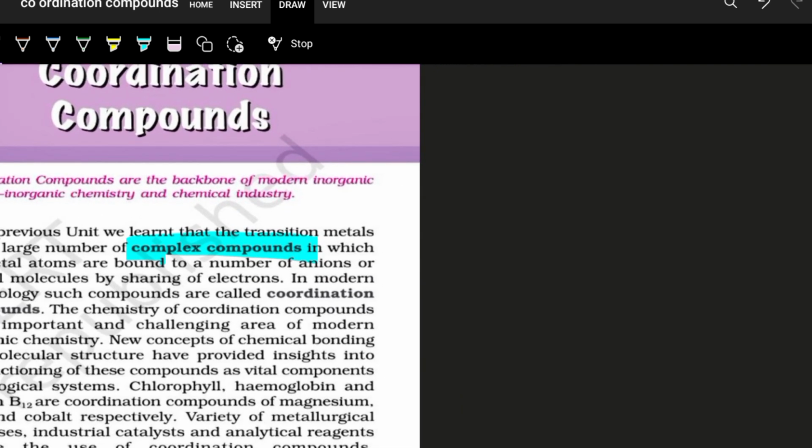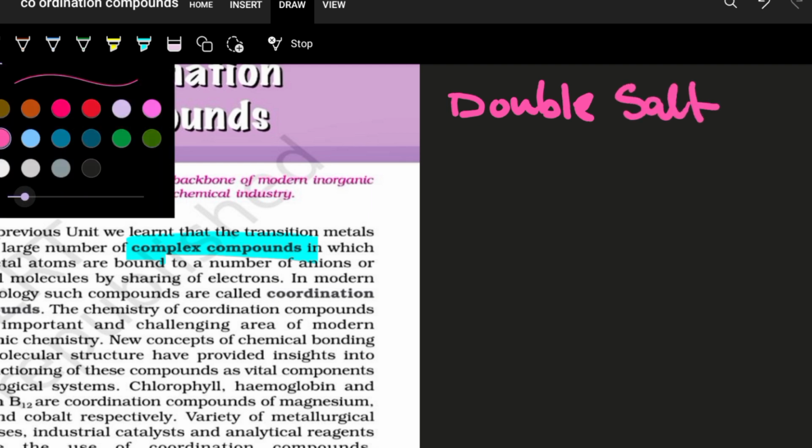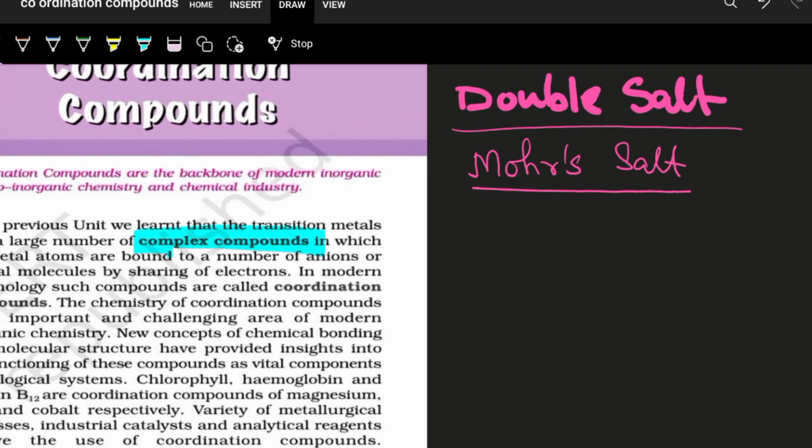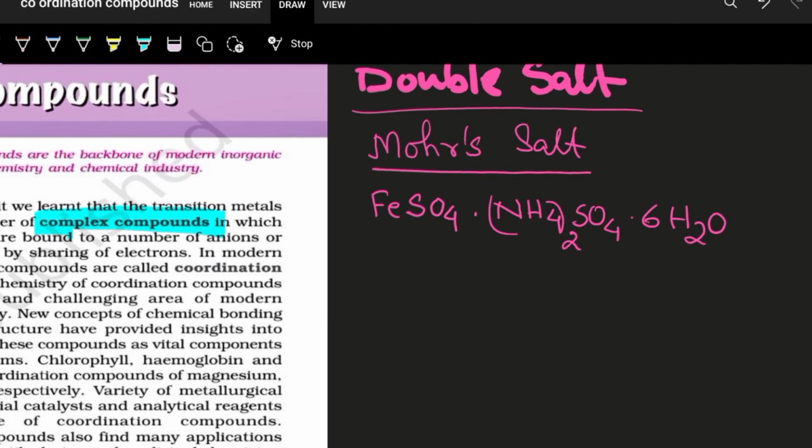If I say an example of a double salt, all of you who have done practicals in your lab classes might have noticed a salt named Mohr's salt. Mohr's salt is a double salt because in its formula it has two simple salts combined in a fixed ratio, that is FeSO4, ferrous sulfate, and (NH4)2SO4, ammonium sulfate, dot 6H2O, which is known as ferrous sulfate ammonium sulfate hexahydrate.